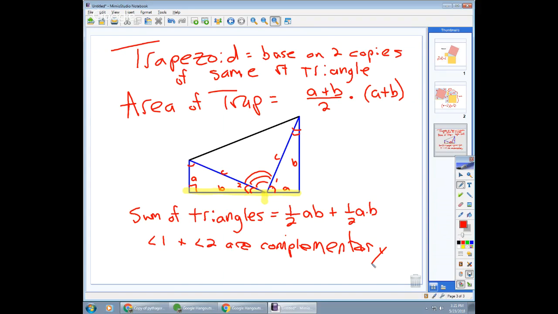Since angle 1 and angle 2 are complementary, their measures add up to 90 degrees. Since I have a straight angle through here, a straight angle has what total measure? 180. So what's that leave for that middle angle, angle number 3? Angle number 3 has got to be a right angle. So it turns out that's a right triangle too. So the cool thing about that is its area is 1/2 C times C.